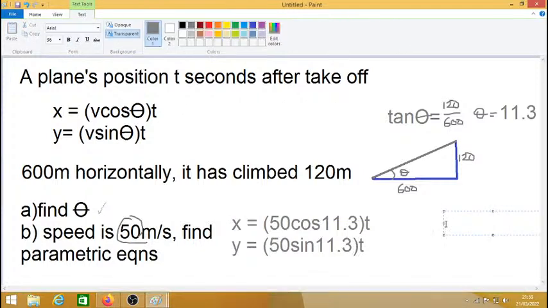Okay, and that's it. That's how we can take a word problem and then put in the right numbers and work out the parametric equations. There is more on this question, which we can take a look at in our next lesson.